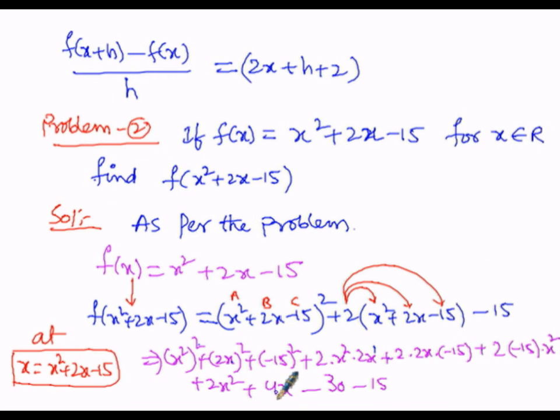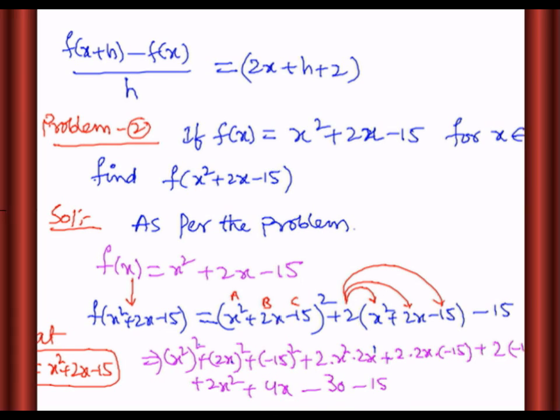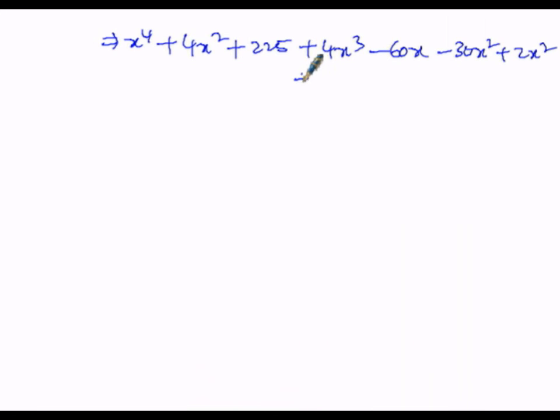The remaining two terms are 4x minus 30 minus 15. Here we can simplify further: minus into minus is plus, so we add, 30 plus 15 is 45, with a negative sign because 30 is greater than 15. Therefore we get minus 45, so plus 4x minus 45.